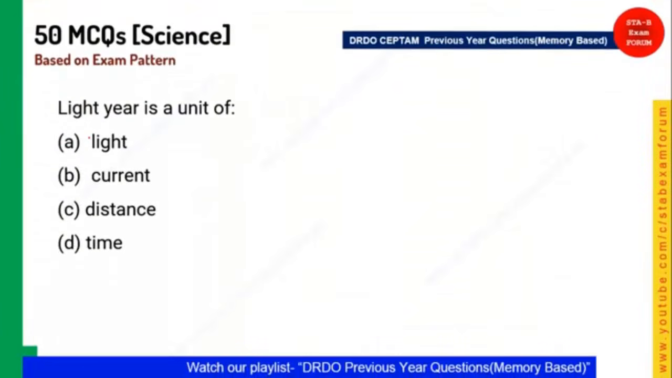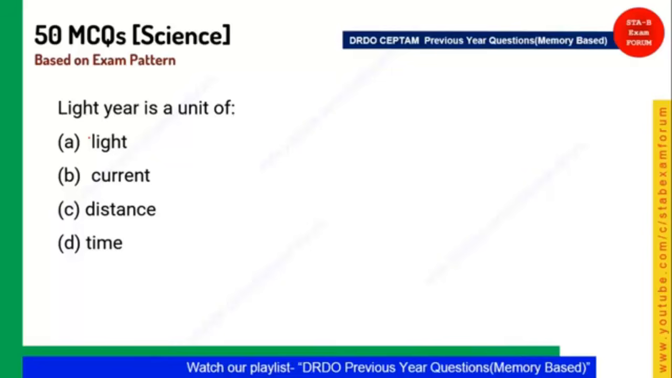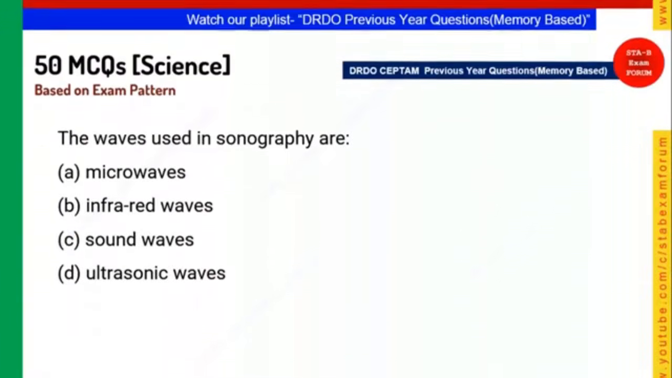Quickly coming to the next question, a very simple one. This we have studied in, I think, 6th class. Light year is a unit of what? Straight away you can cancel light, because light year is a unit of distance. It is not a unit of time, student. It is termed as a time, but it is the unit of distance. Okay, let's see the next question.